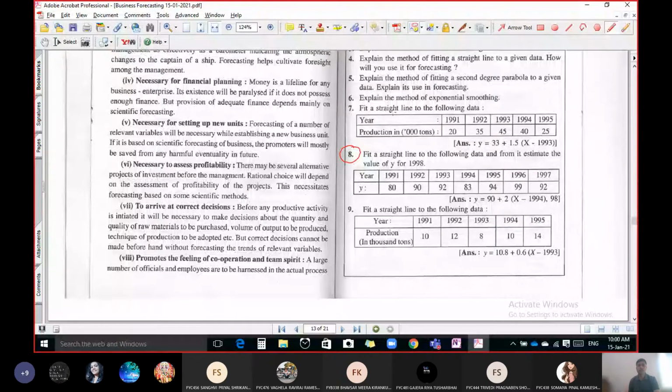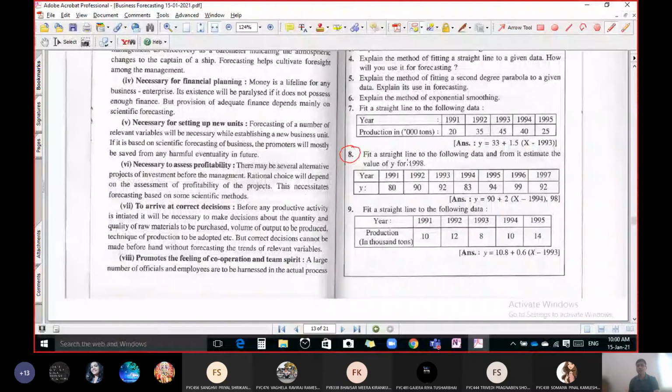Here in question number 7, there are 5 years. Here in question number 8, there are 7 years. So if you know how to solve question number 8, then you are able to get the idea about the solution of question number 7 very easily. So let us do question number 8 first.